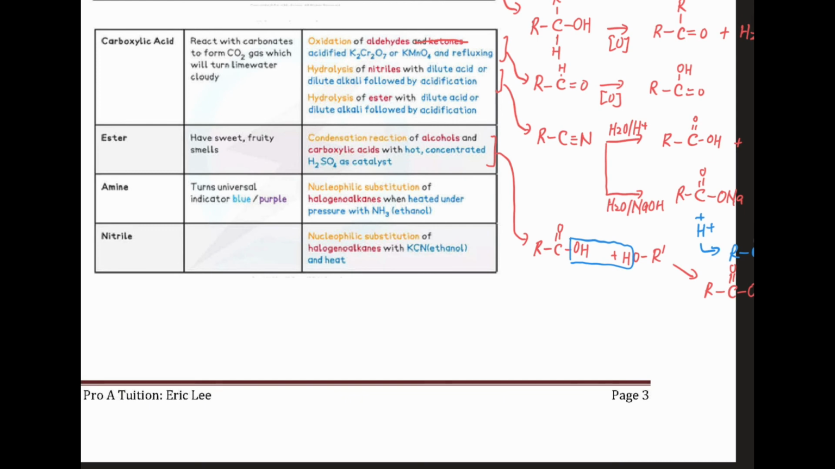Amines. Okay, so amine, what happened is, amine is alkaline. So it will turn universal indicator blue or purple. Turns it to blue or purple, showing that it is alkaline. Okay, so productions, nucleophilic substitution of halogenoalkanes when heated under pressure with NH3 in ethanol. Okay, let's look at the equation.